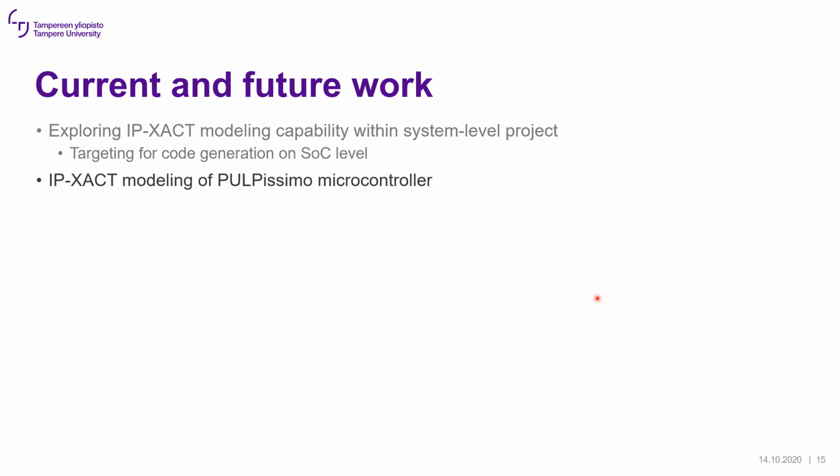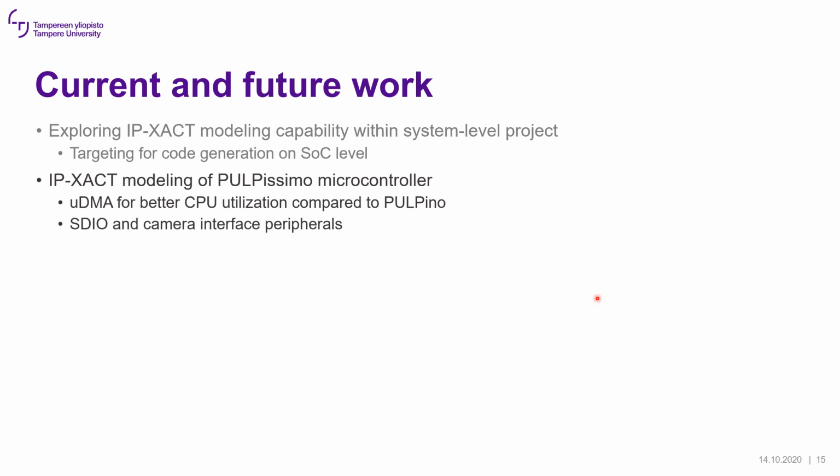We have moved from PULPino to this PULPissimo microcontroller. They are very similar in many aspects, but the interesting difference is that with PULPissimo, we get a micro DMA, which allows better CPU utilization. In PULPino, every transfer between the peripherals must be done by the CPU. And then there are other more interesting peripherals such as SDI.